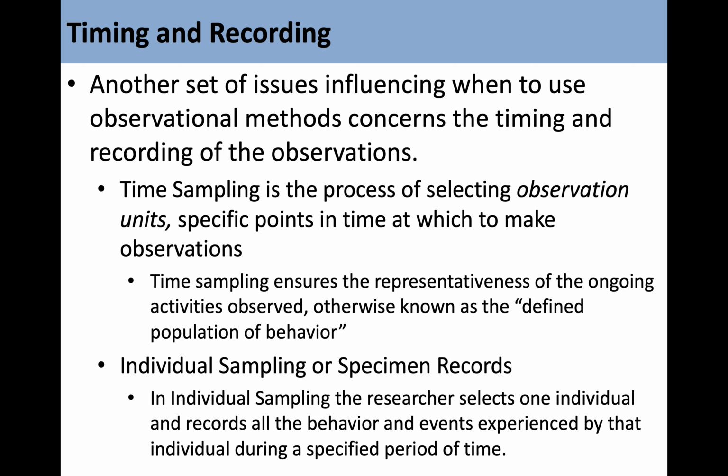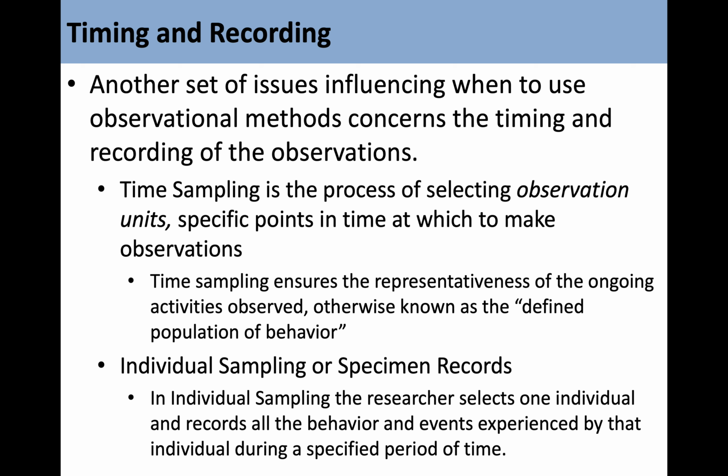Another set of issues influencing when to use observational methods concerns the timing and recording of the observations. Time sampling is the process of selecting observation units, specific points in time at which to make observations. Time sampling ensures the representativeness of the ongoing activities observed, otherwise known as the defined population of behavior.